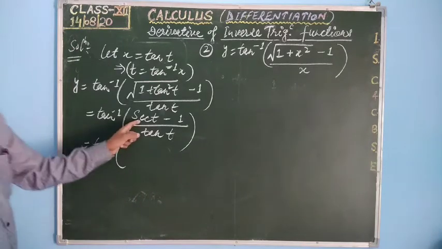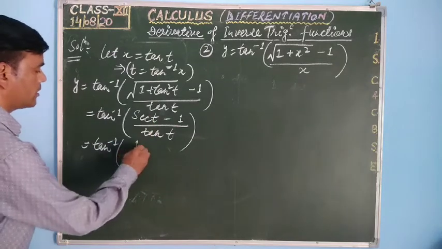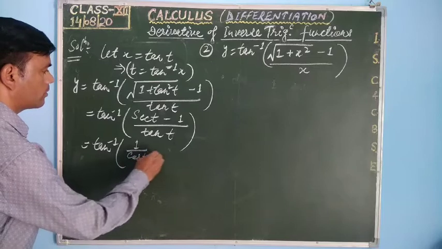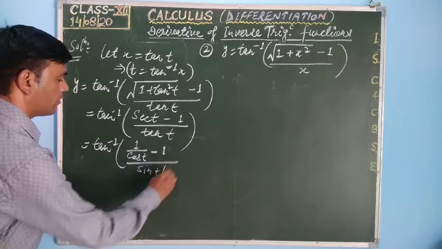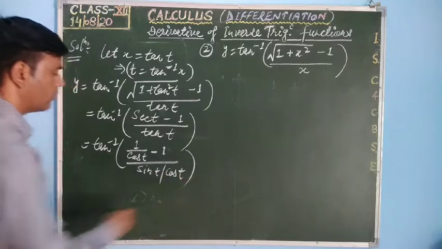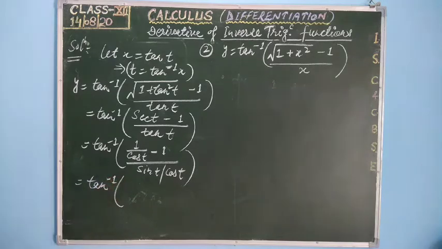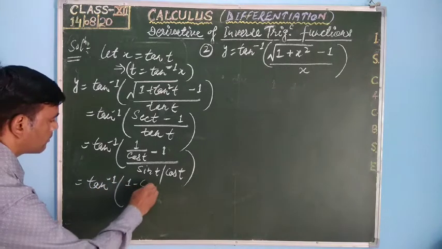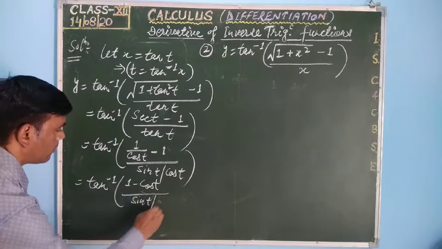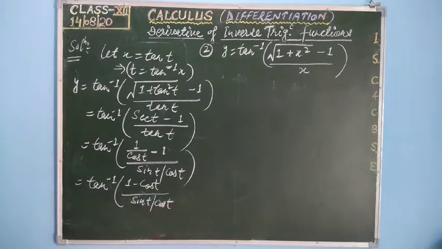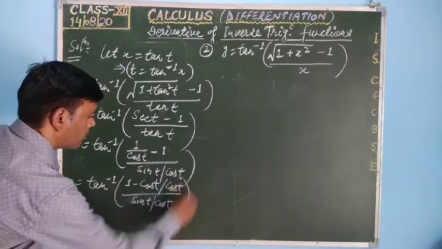Now we can change this into simplest form, in terms of sin and cos. So we get 1 upon cos t minus 1, upon sin t upon cos t. Now we get tan inverse of (1 minus cos t) upon sin t upon cos t. And here we again get cos t in the denominator.